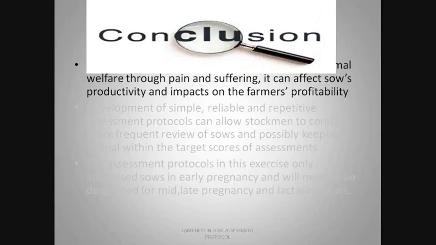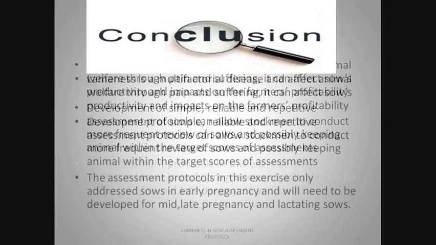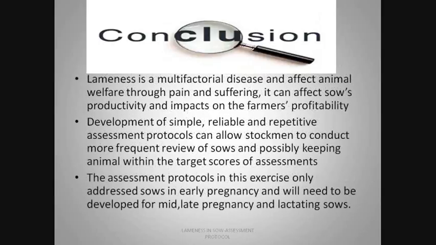In conclusion, lameness is a multifactorial disease. It affects animal welfare through pain and suffering. It affects productivity and impacts the farmer's profitability. Development of simple, reliable, repeatable assessment protocols can allow stockmen to conduct more frequent reviews of sows and possibly keep an animal within the target scores of assessment. The assessment protocols in this exercise only address sows in early pregnancy and will need to be developed for mid to late pregnancy and lactating sows.